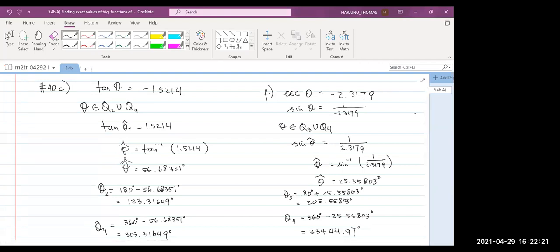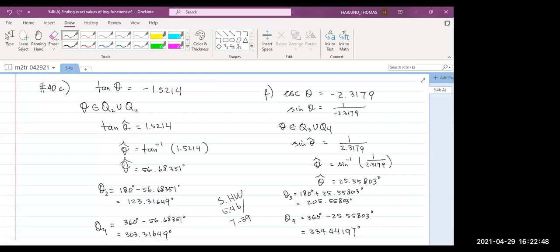Our suggested homework from here is from 5.4b. I would like you to do number 7 to number 39, which should be good enough.